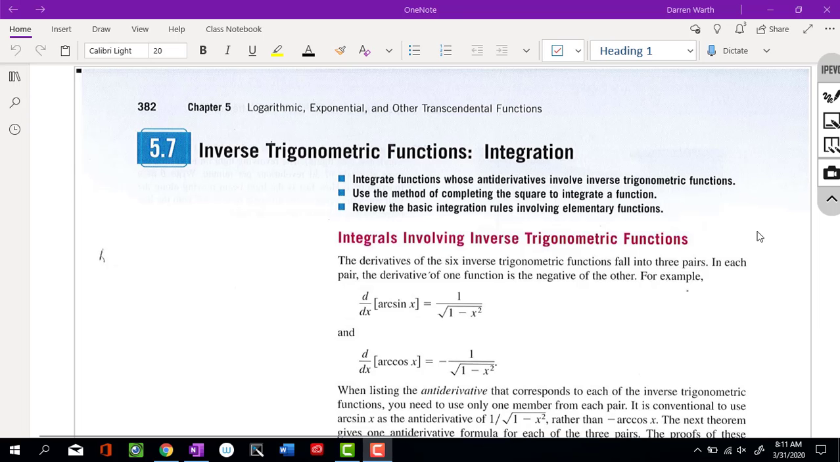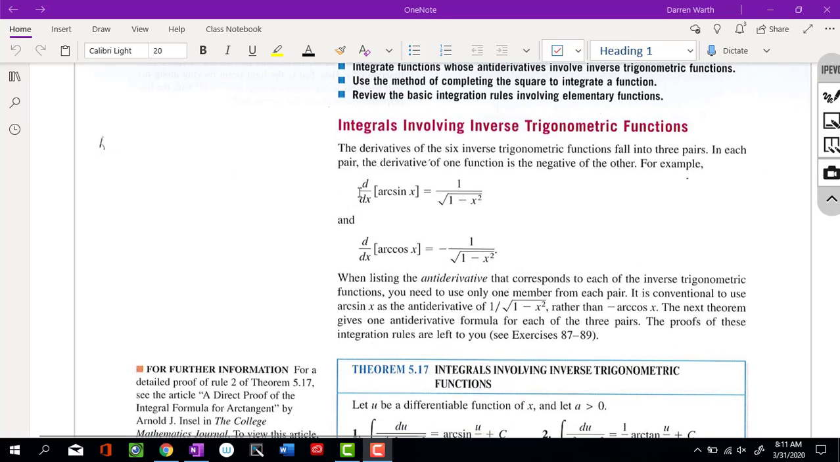Okay, as we look at our chapter 5, section 5.7, inverse trigonometric functions, you have to remember we're dealing with integration now. Last time in section 5.6 we dealt with the derivatives of the six inverse trigonometric functions, and now we're going in the reverse direction. So we've got to match everything up.